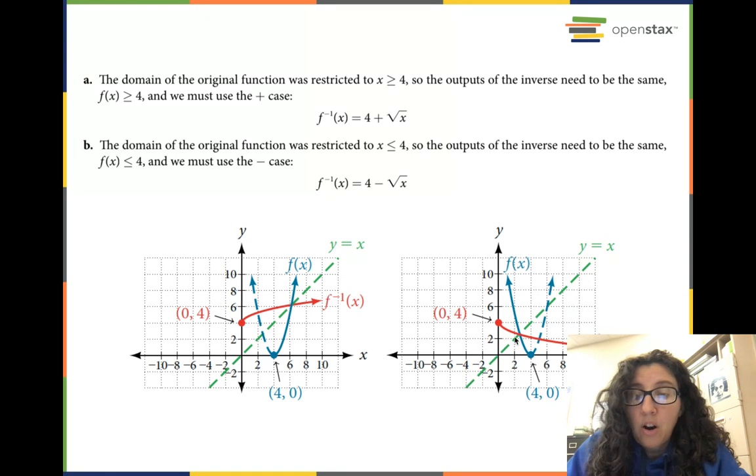Here was a function restricted to f(x) less than or equal to 4. Reflected, it looks like this. And yeah, this graph is going to be the original square root of x function reflected across the x-axis and then shifted up by 4, which is what we get here with the red graph.